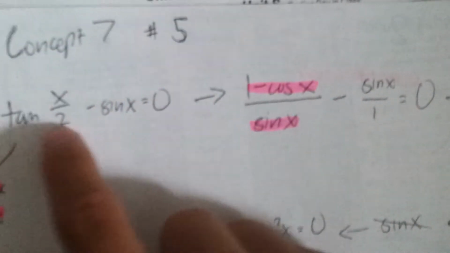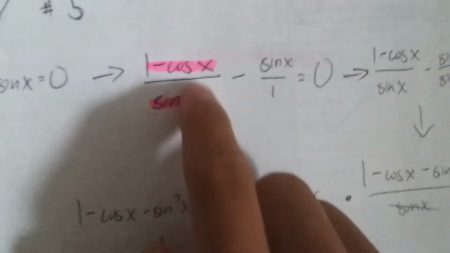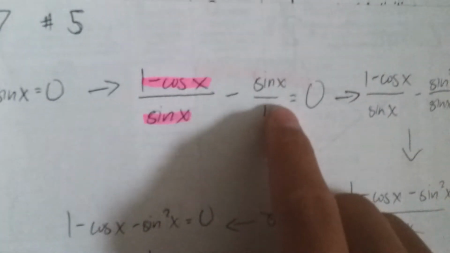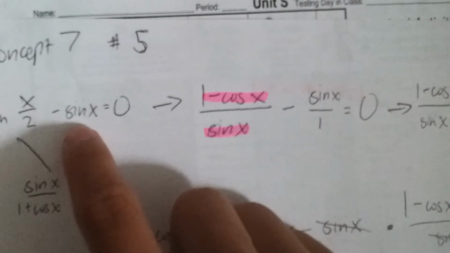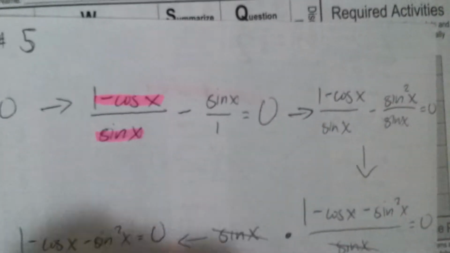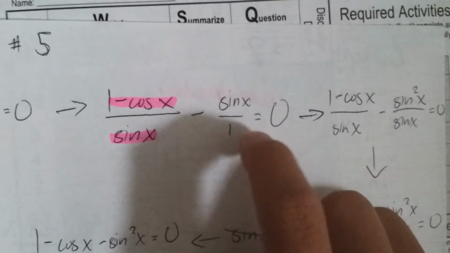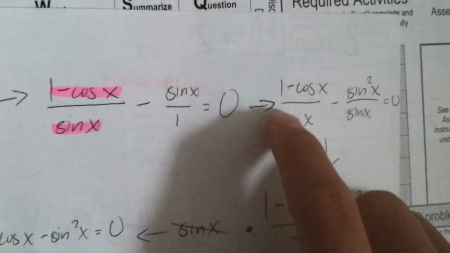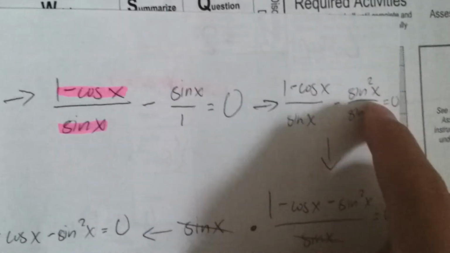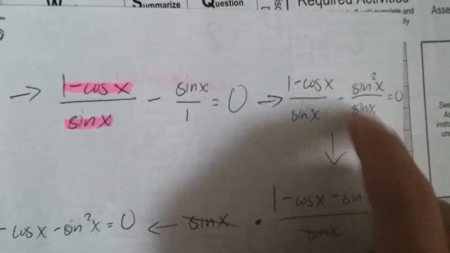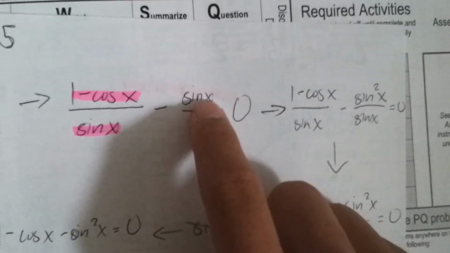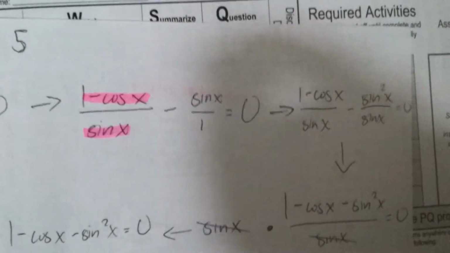So we're going to plug in this part for that. It becomes 1, so it's going to look like this, minus sine x over 1, which is the same thing as saying minus sine x. So to convert this to have the same denominator, we're going to multiply the top and bottom by sine x. So it's going to be 1 minus cosine x divided by sine x minus sine squared x divided by sine x, because sine x times sine x is the same thing as sine squared x.